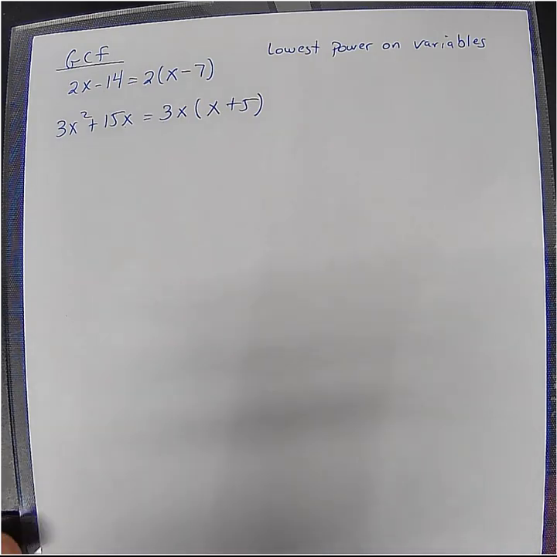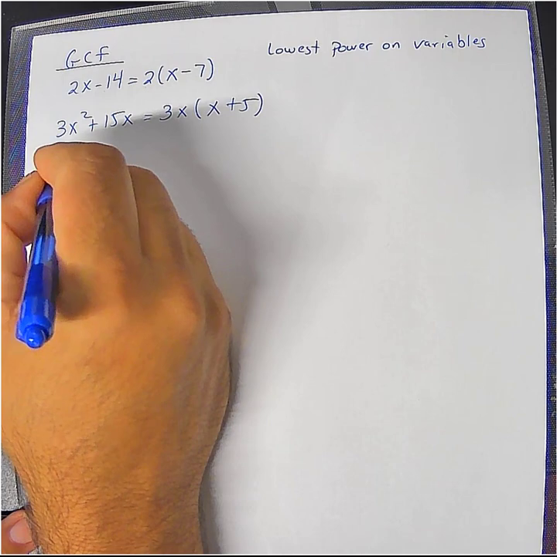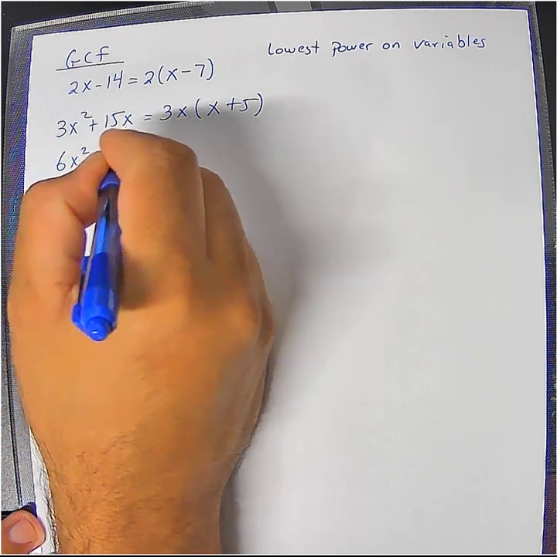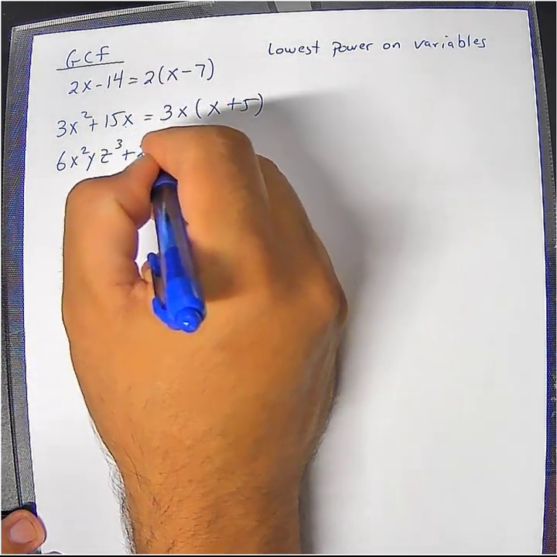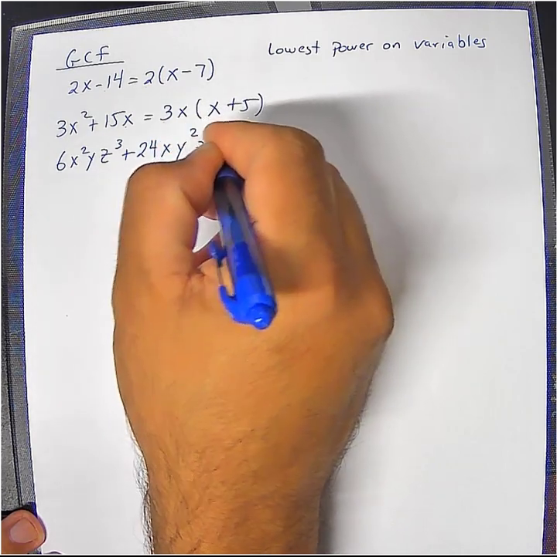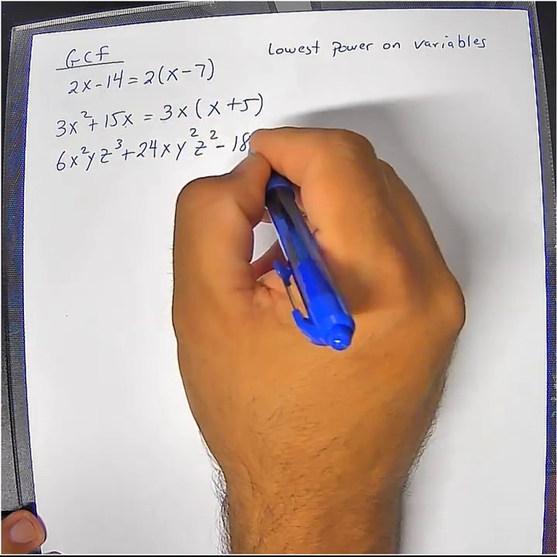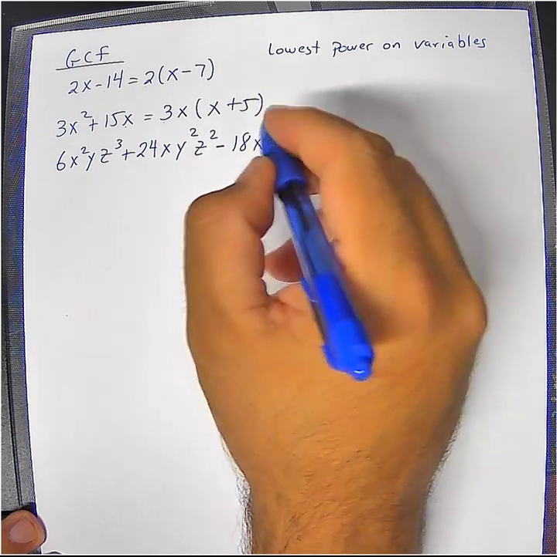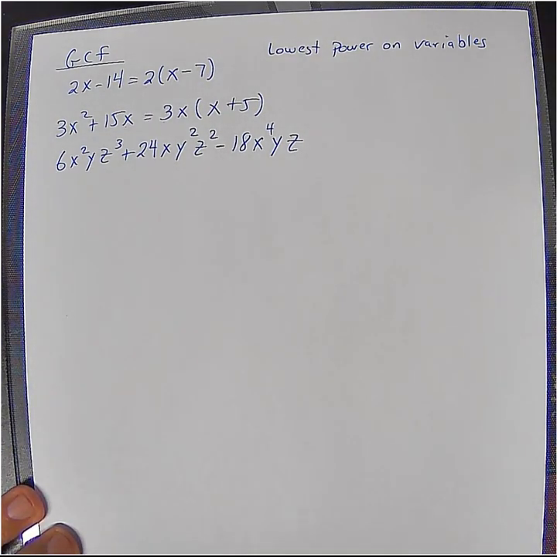Now, sometimes we get more creative with this. Let's do a 6x squared y z cubed plus 24xy squared z squared minus 18 x to the 4th y z. Again, I'm just making this stuff up.